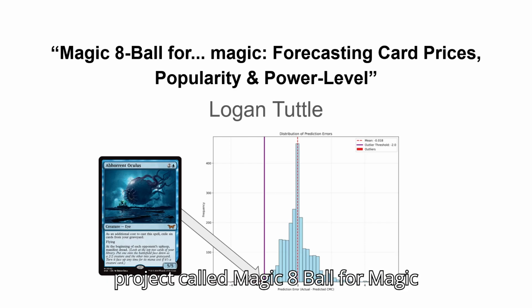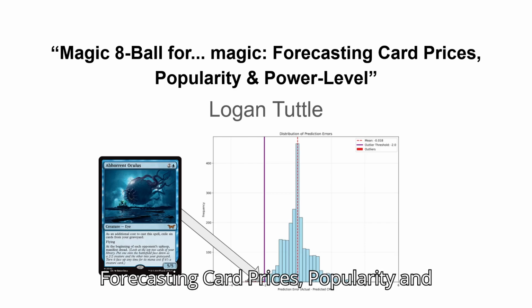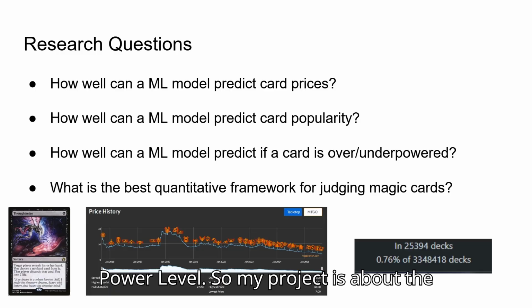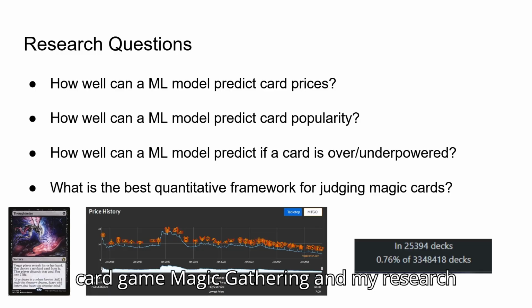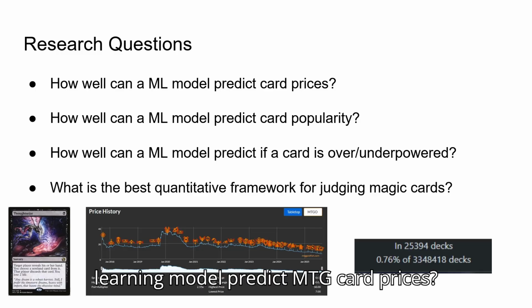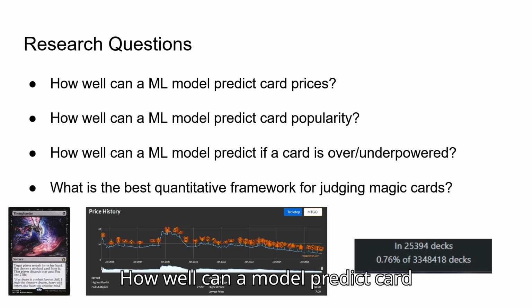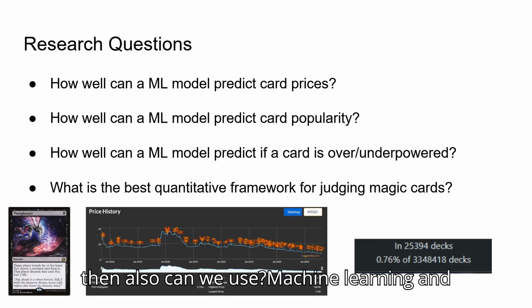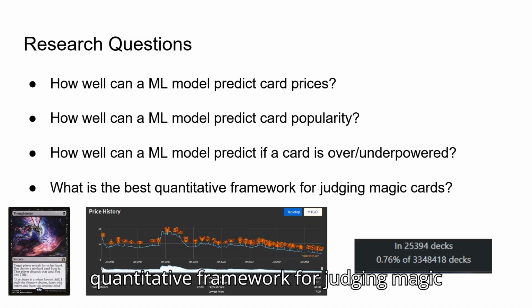Hi, this is my overview from my research project called Magic 8 Ball for Magic: Forecasting Card Prices, Popularity, and Power Level. My project's about the card game Magic: The Gathering, and my research questions were: how well can a machine learning model predict MTG card prices? How well can a model predict card popularity? What about power level? And can we use machine learning and the research from here to build a quantitative framework for judging Magic cards?